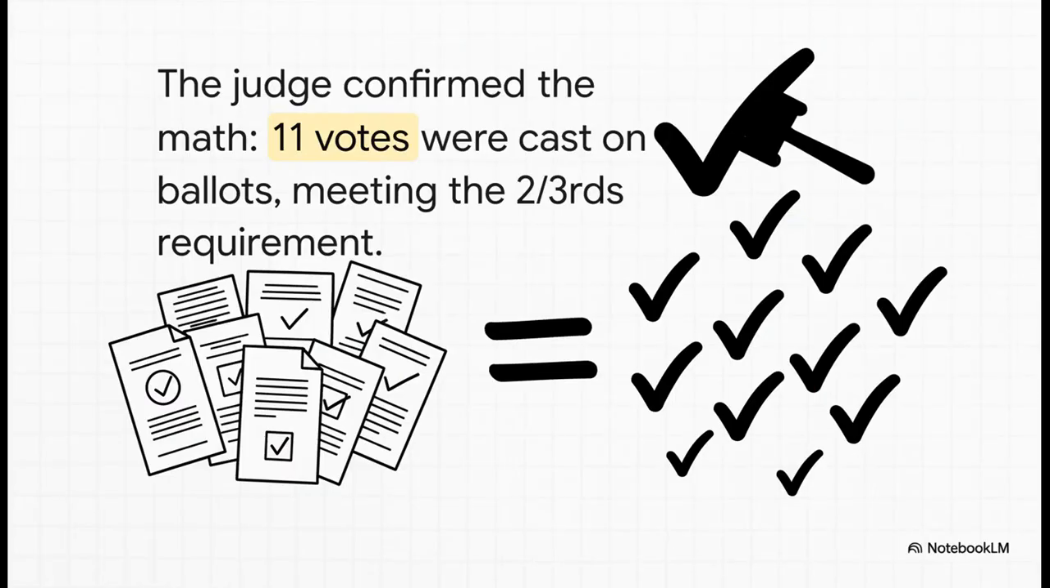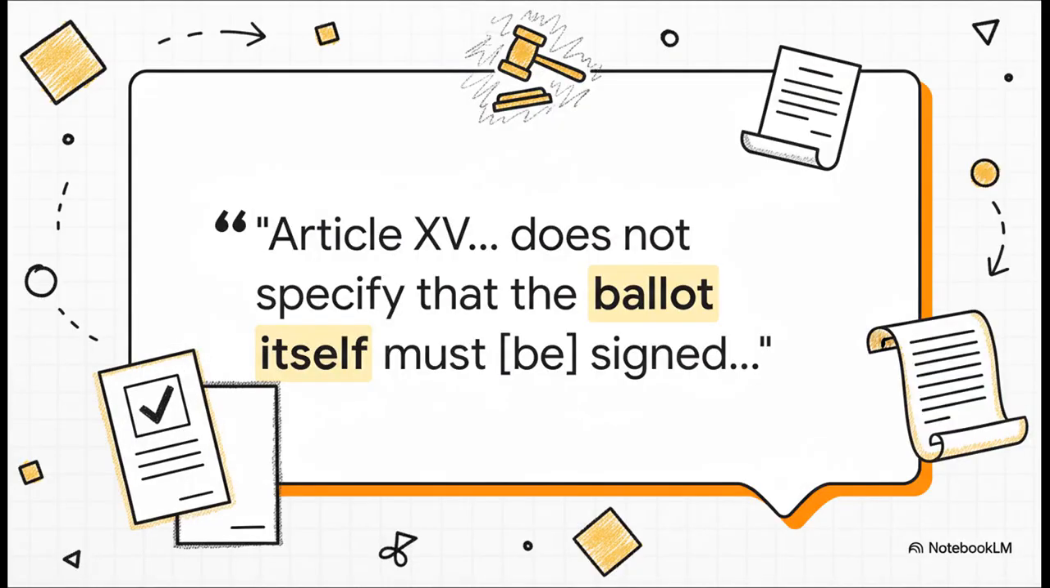And on that first point, the math, the judge's decision was crystal clear. She confirmed that 11 votes were cast on 9 ballots, and that this number met the 2/3 requirement. The math mystery was officially closed. And as for the whole signature issue, well, the judge's ruling was just as direct. She noted, and this is a quote right from her decision, that Article 15 does not specify that the ballot itself must be signed. She decided that the signatures on the envelopes were good enough to satisfy the rule.